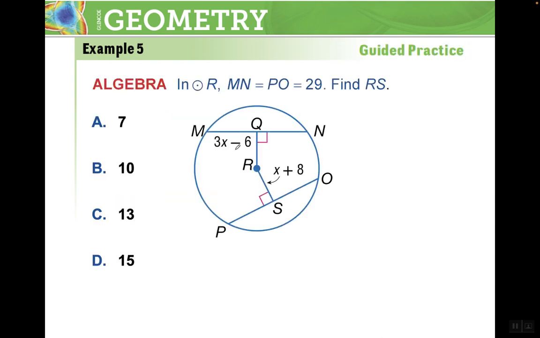Okay, you can pause this if you want and try it. I'll go ahead and do it. We have 2 chords that are the same length. They're each 29. And we have 3x minus 6 equals x plus 8. So I get 2x equals 14, or x equals 7. And then I'm going to plug it in. 7 plus 8 is 15.